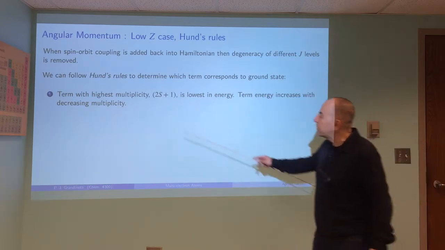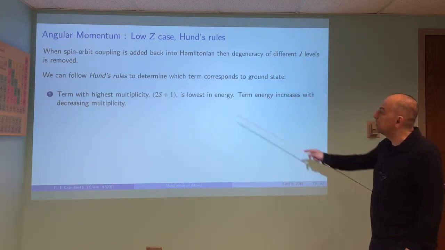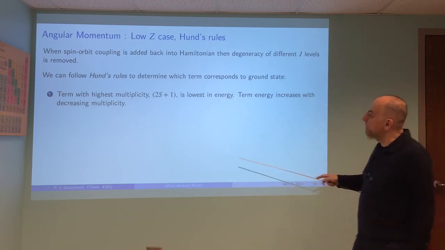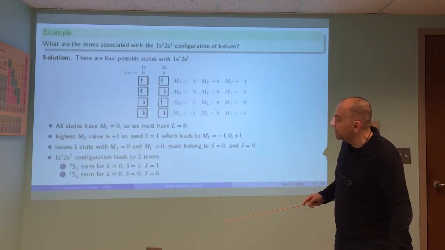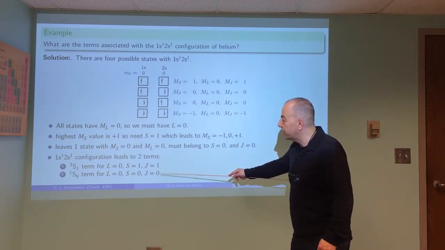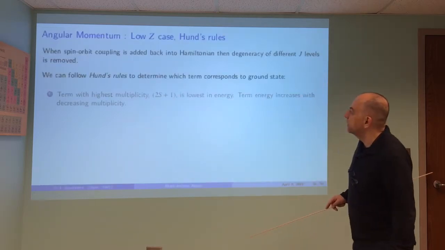Hund's rule tells us that the term with the highest multiplicity, 2S plus 1, is the lowest in energy. So term energy increases with decreasing multiplicity. So what did we see? The highest multiplicity term was the triplet S1. So that was the lowest energy term symbol, and the singlet S0 was the higher energy one, okay?